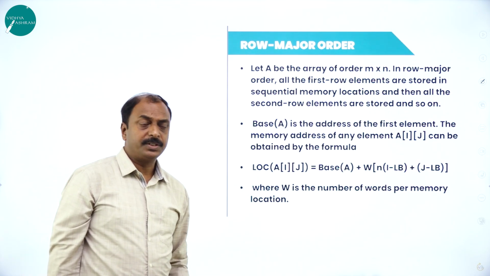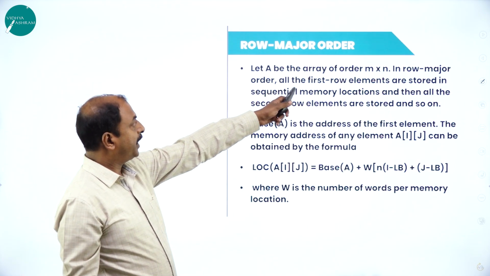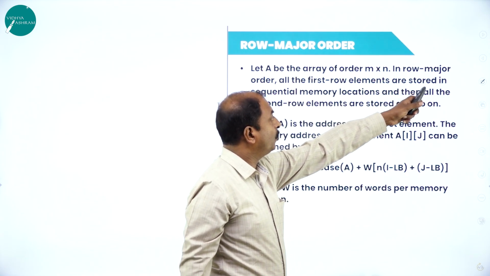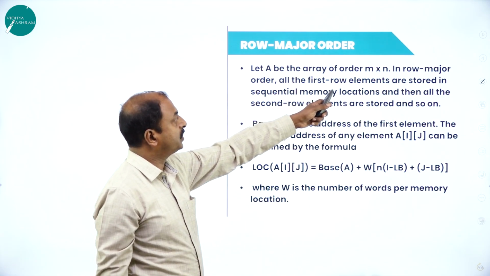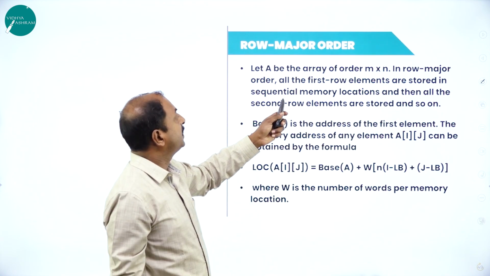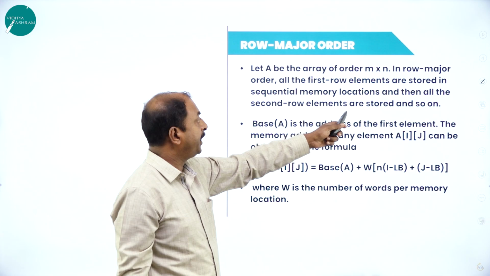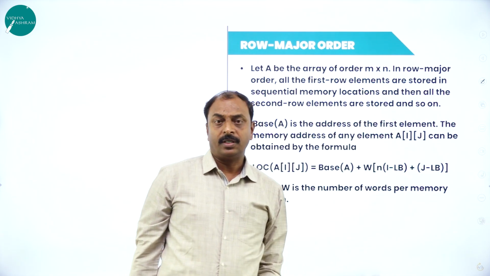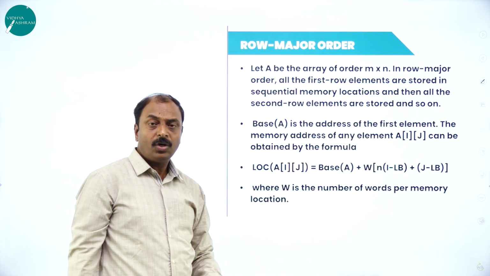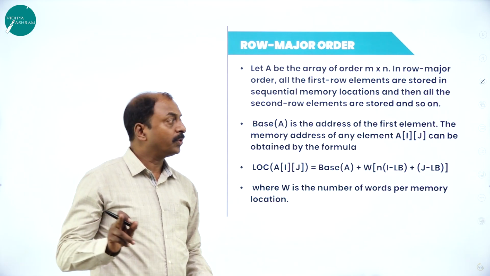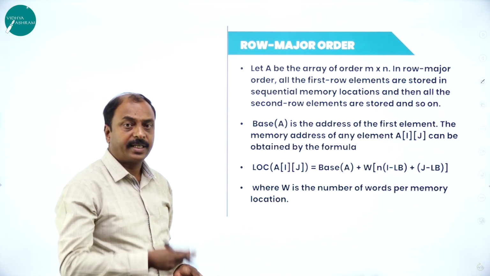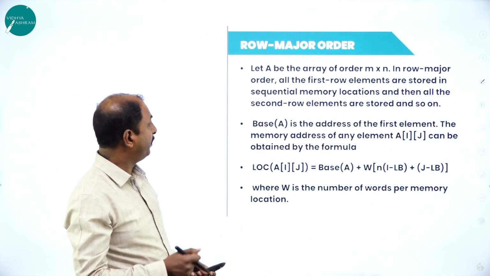Now let us see the definition. Let A be an array of the order m into n. In row major order, all the first row elements are stored in sequential memory locations, and then all the second row elements are stored and so on. This is what you have seen in the example: first row elements, next second row elements and third row elements.